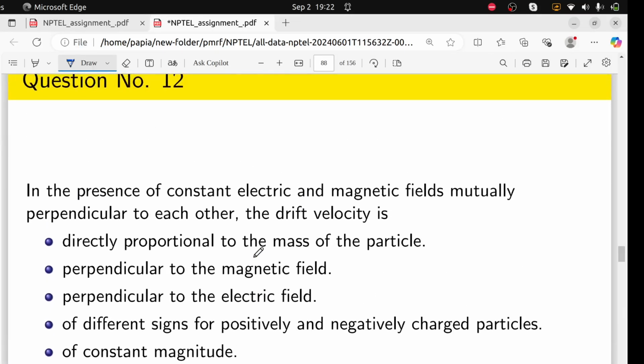Okay, now coming here, in the presence of constant electric and magnetic fields mutually perpendicular to each other, the drift velocity is.